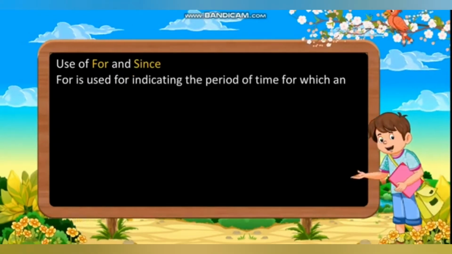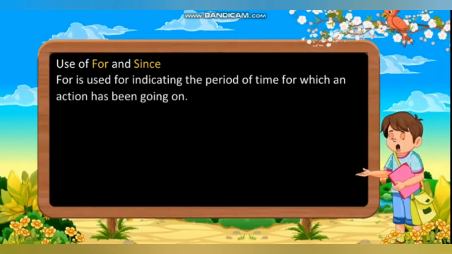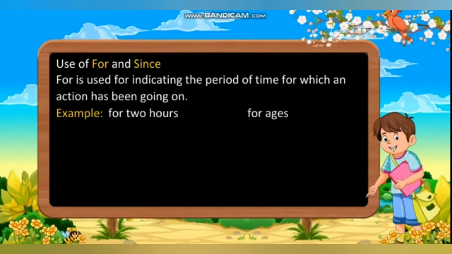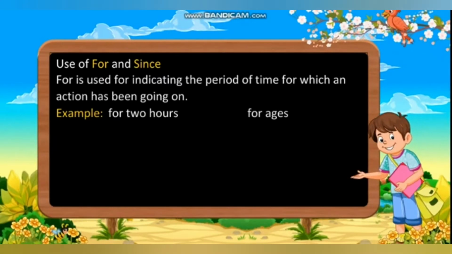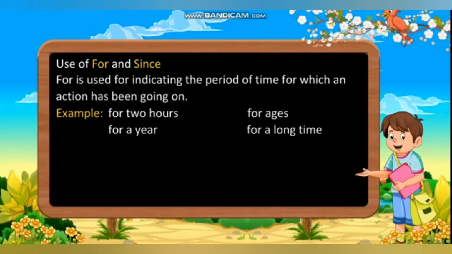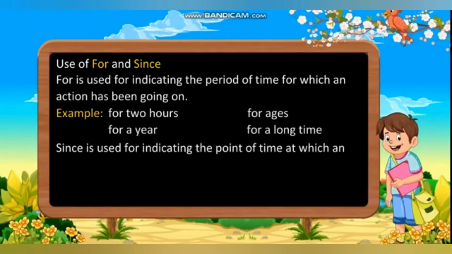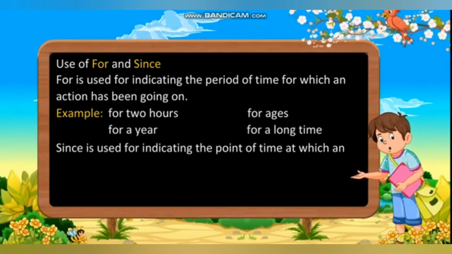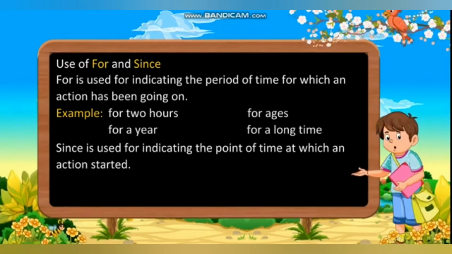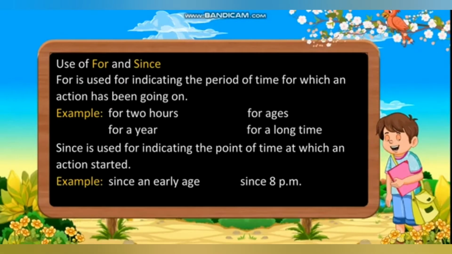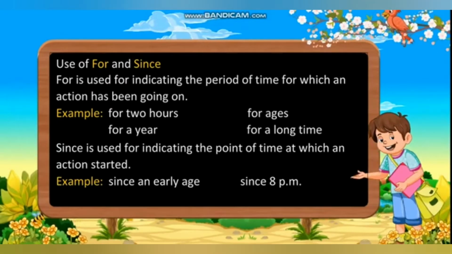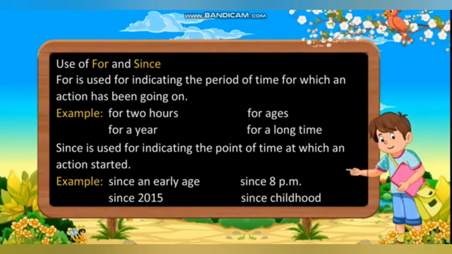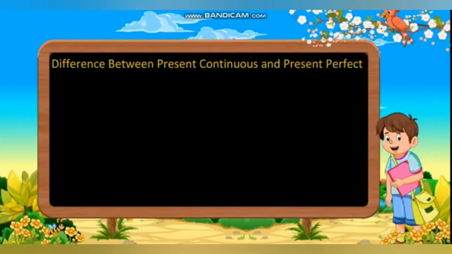Use of for and since. For is used for indicating the period of time for which an action has been going on. Example, for 2 hours, for ages, for a year, for a long time. Since is used for indicating the point of time at which an action started. Since an early age, since 8 p.m., since 2015, since childhood, for example.